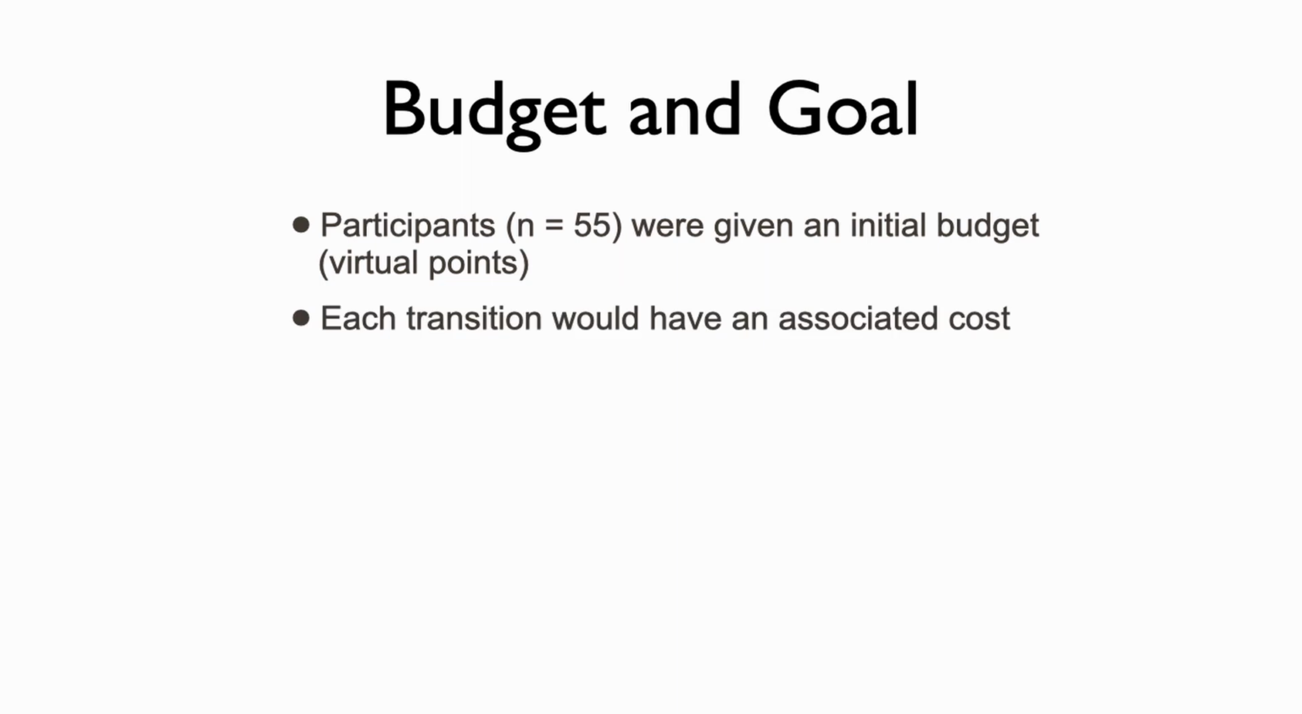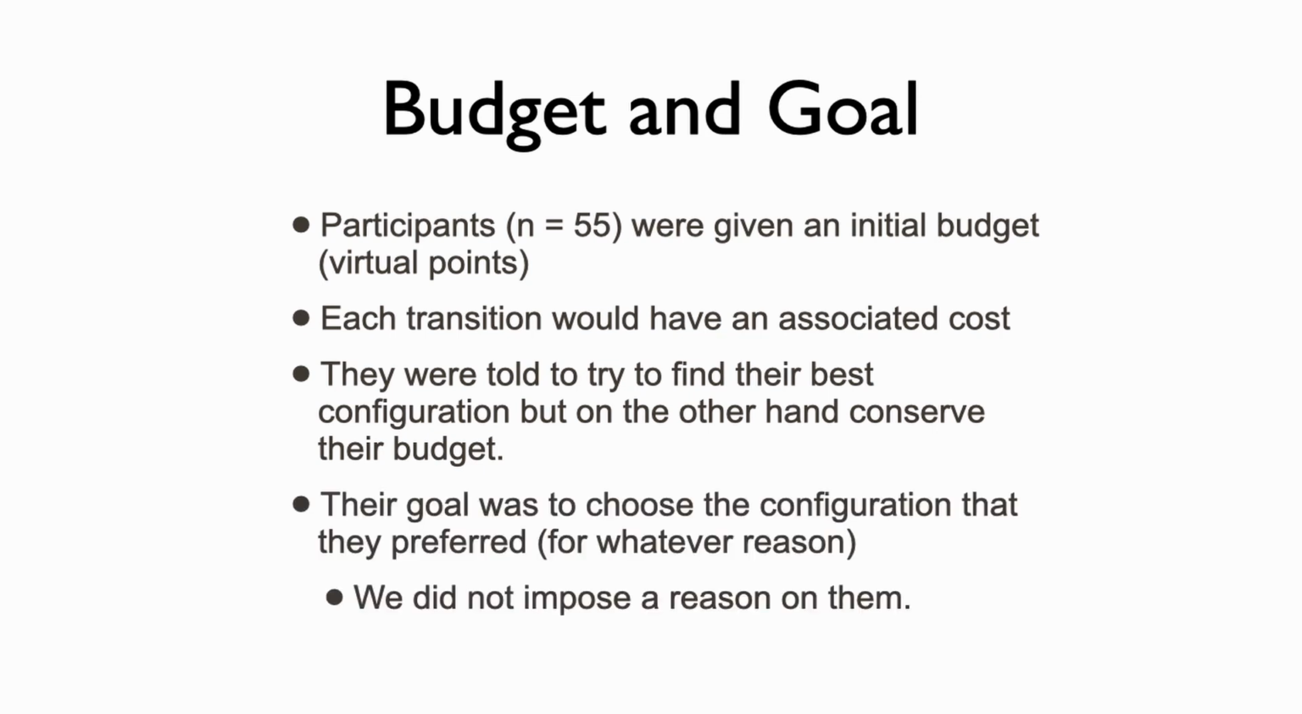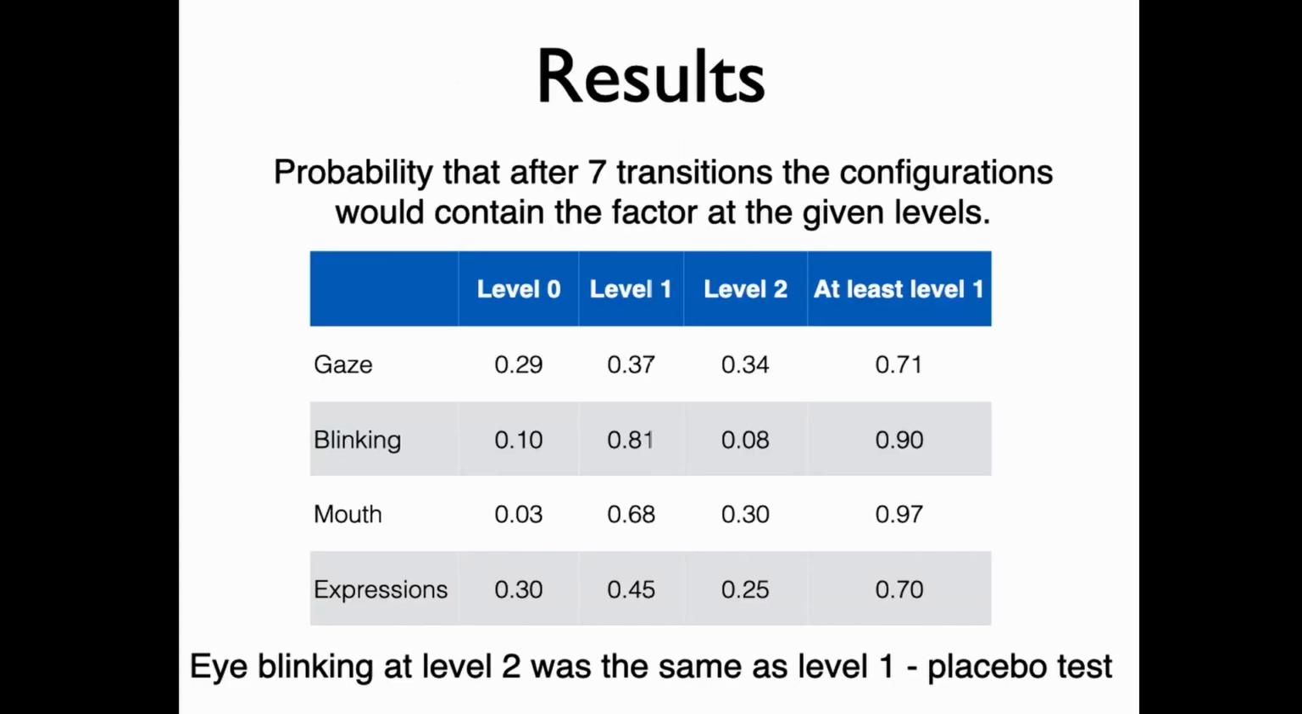Each transition, here we used a budget. In order to stop participants just choosing everything at the maximum straight away, each transition had an associated cost. And we didn't try to maximize pi or psi. They were told to conserve their budget, but choose the configuration that they prefer for whatever reason. We didn't impose a reason on them like place illusion or plausibility. So here's how this looks. Whoops, sorry, once again, I have to go back.